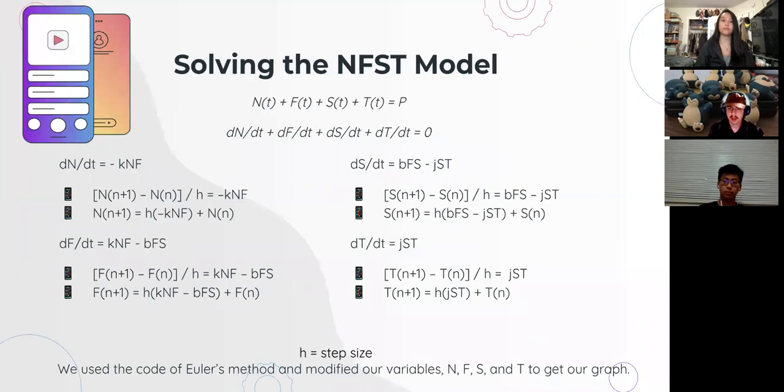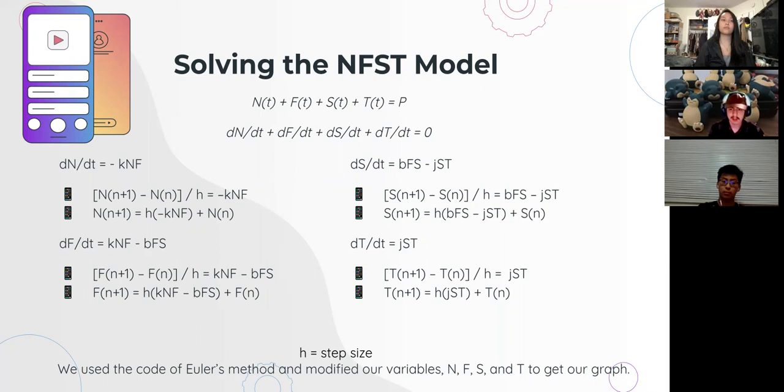We have our equation here equal to P. When we derive it, on the left-hand side, we have the function's derivative form, and on the right-hand side, we have equal to 0. So here we use Euler's method and difference of quotients, where h is our step size. We use this because we want to find our next data point.